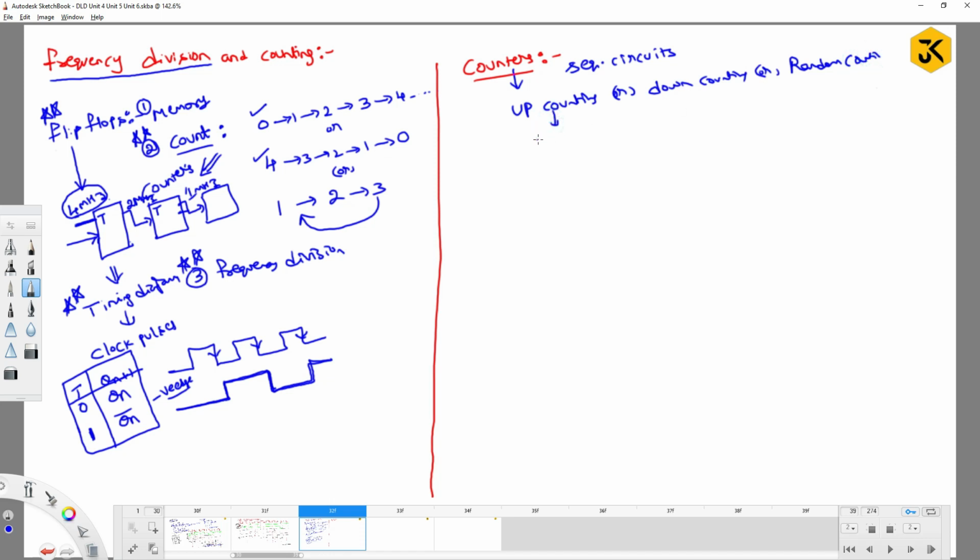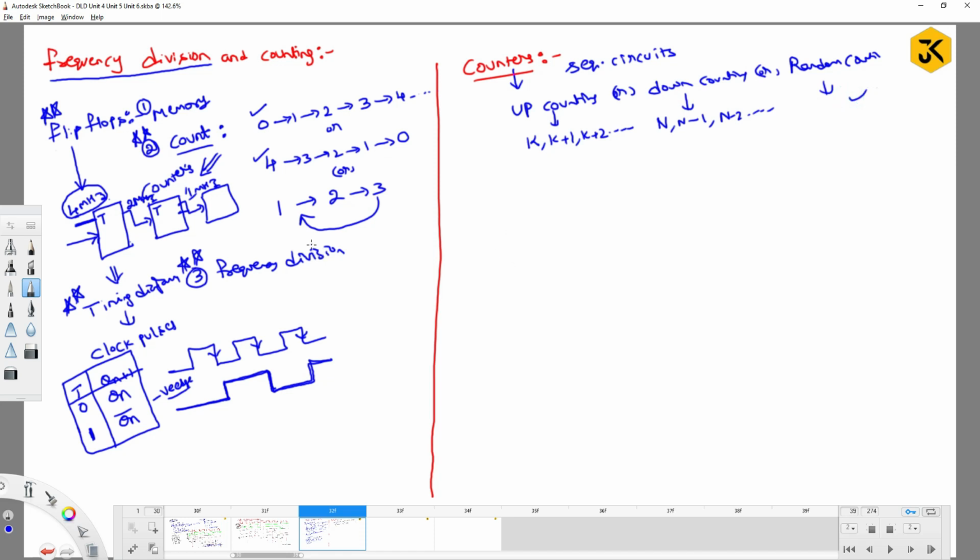Up counting means what? It is going to start with some value, something like k, and it is going to increment its value by 1 or some other count, right? Similarly, down counting means it is going to start with some value, for example n, and it is going to decrement by 1 or some other value, n minus 1, n minus 2, and so on. Random counter means it is going to have a random set of values. Like this, we are going to have counters.